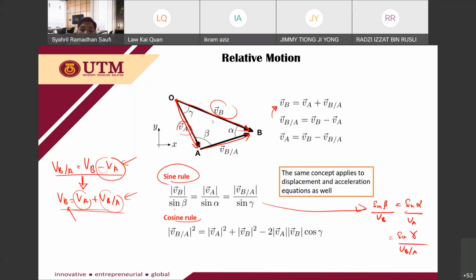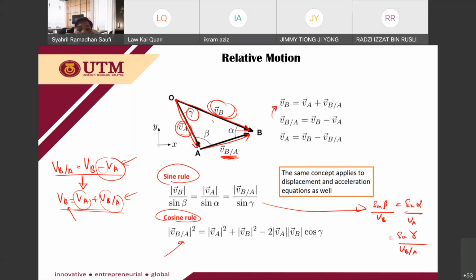And for the cosine rule, I believe everyone is familiar with this equation. You have a vector, let's say you want to determine this vector. So you will use VB and VA along with this angle, the angle between the known vectors. All right, so this one is for the trigonometry equation.